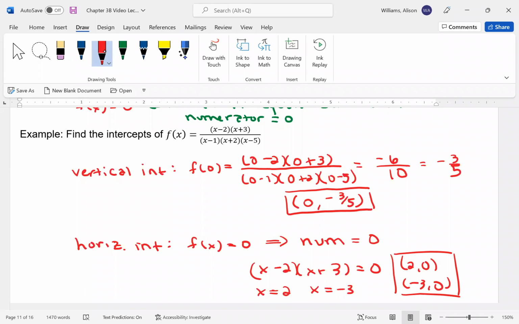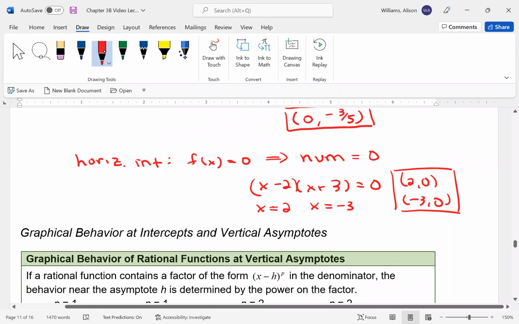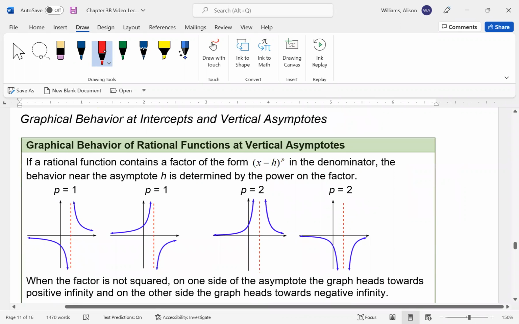Nifty. All right. So they sum up graphical behavior when we see these rational functions to help us with graphing this whole thing. So if a rational function contains a factor of the form x minus h to the p, meaning it has a power, the power helps us figure out what type of picture we have.